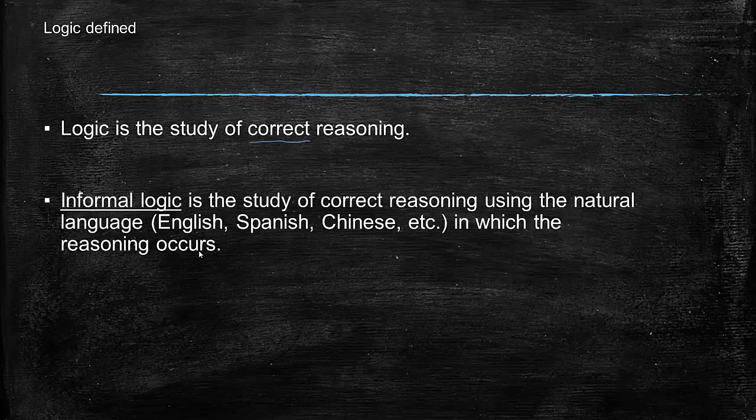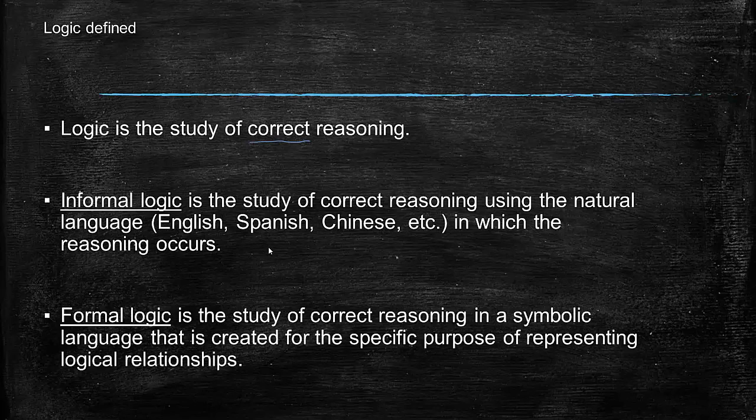Okay, so we don't do informal logic, we're doing formal logic, but it's good to know the difference. If you took a critical thinking class before, you were doing what we essentially call informal logic, at least sometimes, and that's the study of correct reasoning using natural language. That's the language you speak, like English, Spanish, or Chinese. Using that language to study the reasoning that occurs in it. Now we're going to be studying formal logic, and formal logic is the study of correct reasoning in a symbolic language that's been invented for the specific purpose of representing logical relationships.